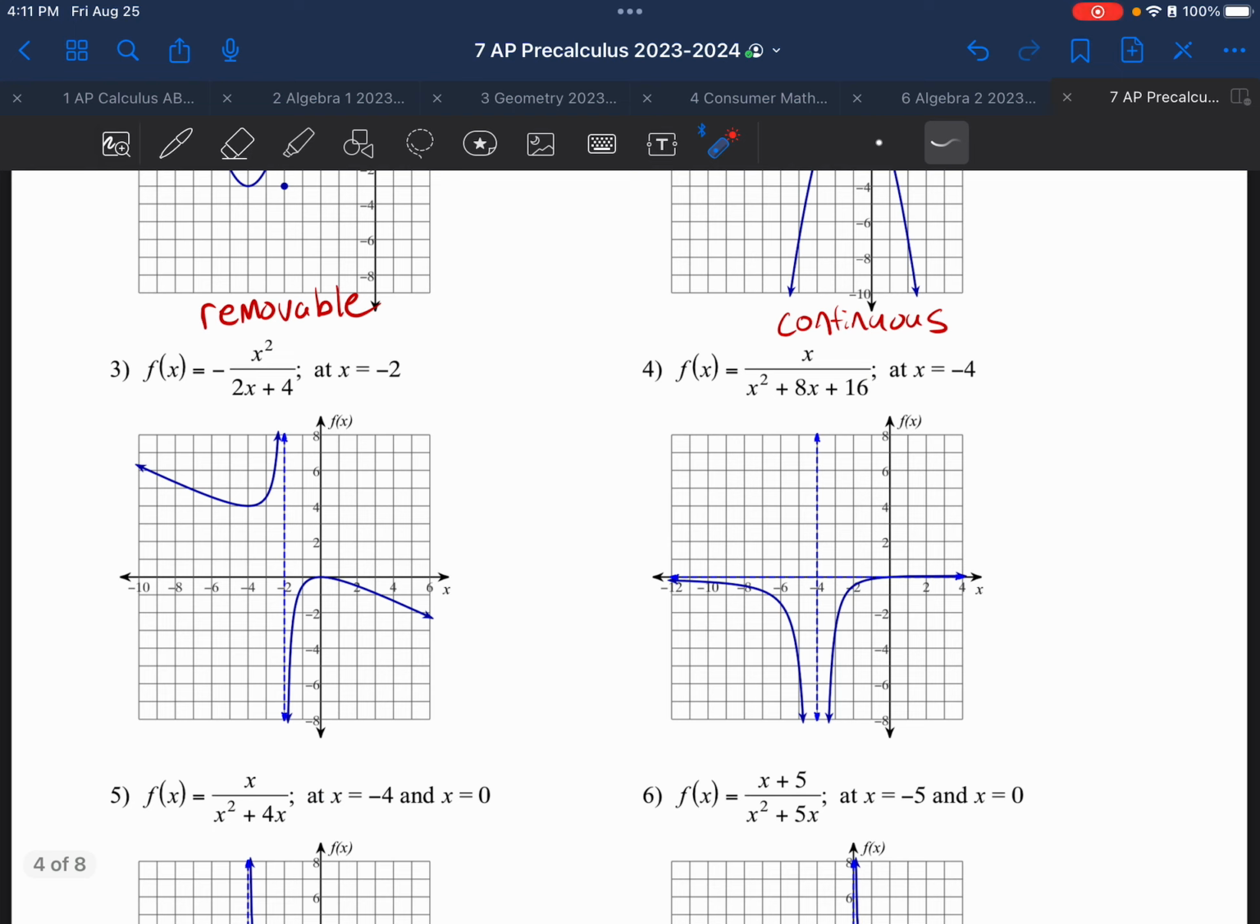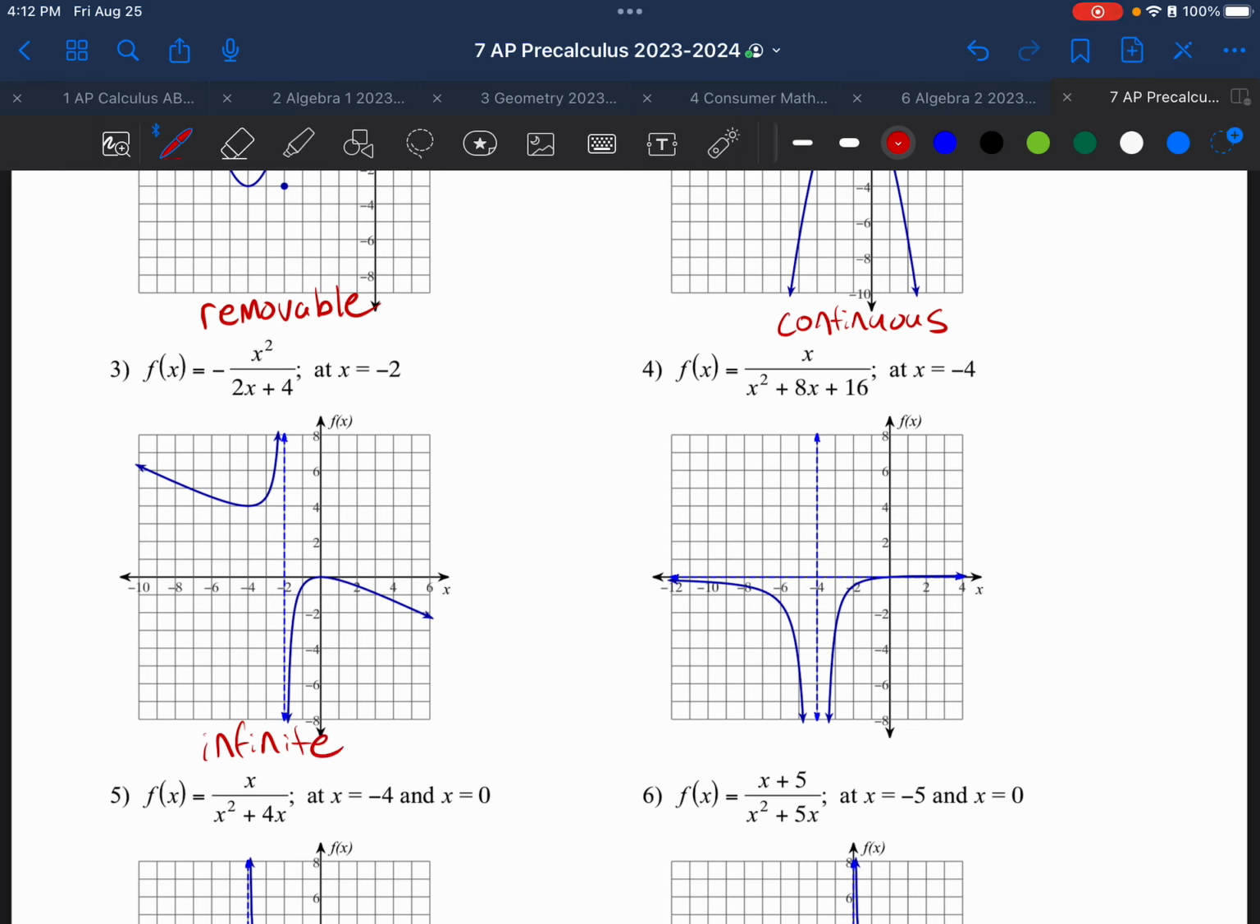In number 3, you definitely have to pick up your pencil. Look, you come up here, pick it up, and then come down here. And how do you know that? Just by the equation, you can say, if you set the bottom equal to 0, then you will get -2 is a bad spot. So that is going to be an infinite discontinuity. I can spell infinite discontinuity.